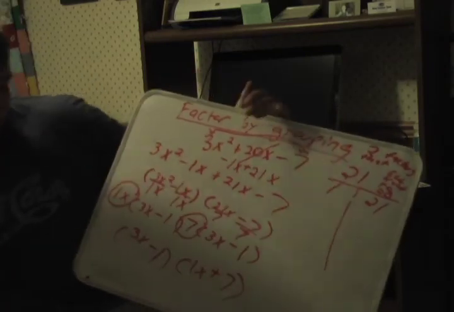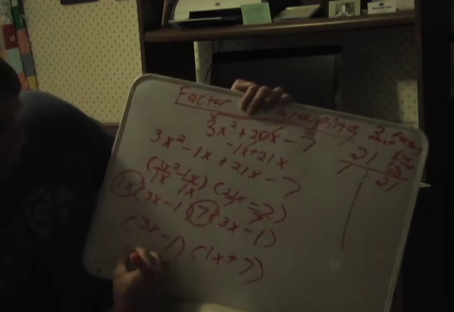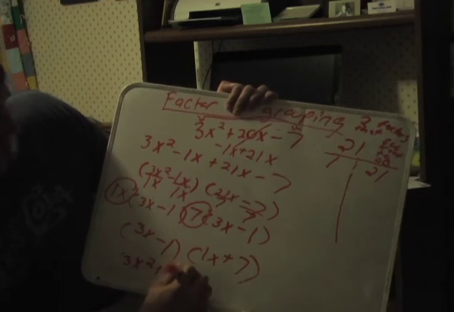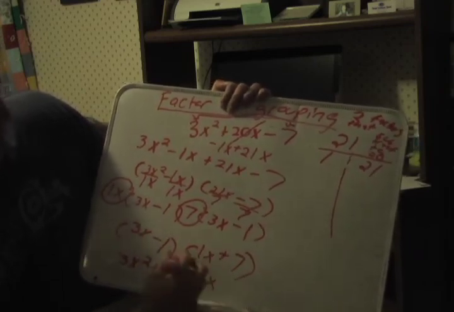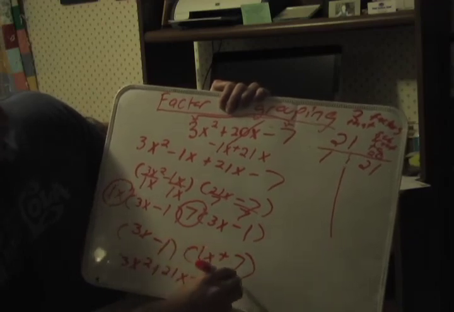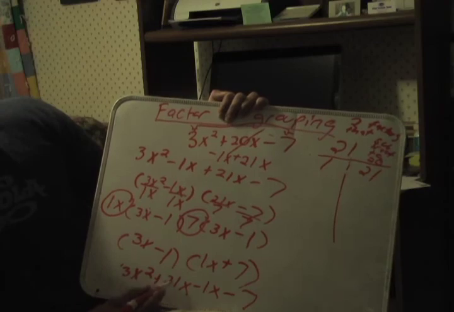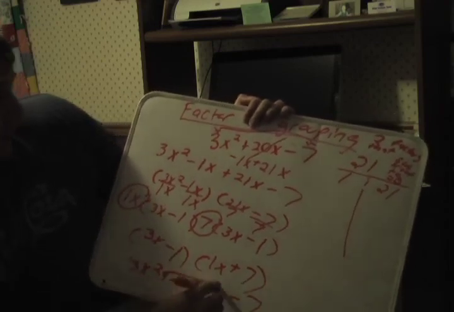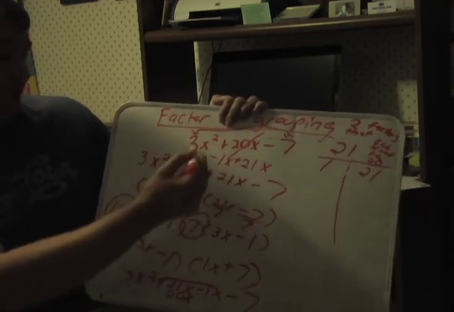Now I want to FOIL this out and make sure, and I can probably do it right here. First, 3x times 1x is 3x squared. 3x times 7 is plus 21x. Negative 1 times 1x is negative 1x. Negative 1 times 7 is negative 7. Put your like terms together. That's positive 21x minus 1x. It's going to be 20x right there, and it'll be positive, and that's just what we had up here to start the problem.